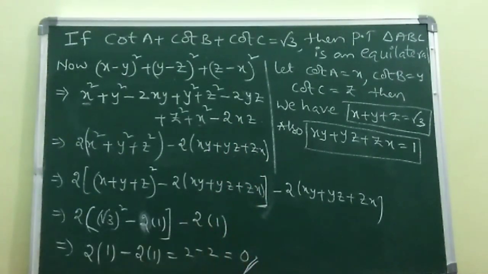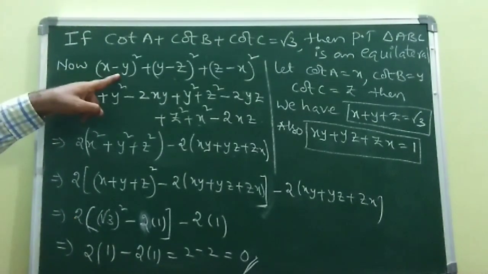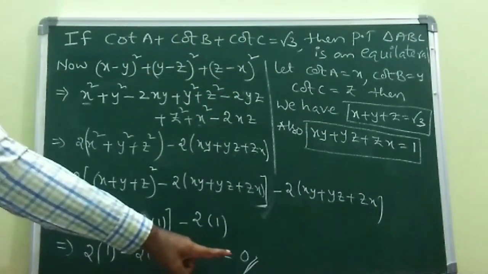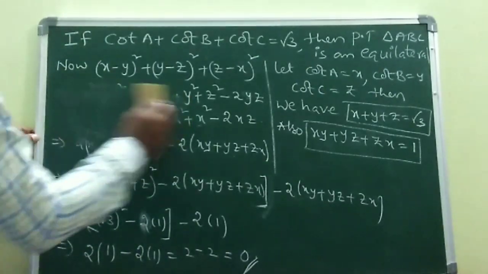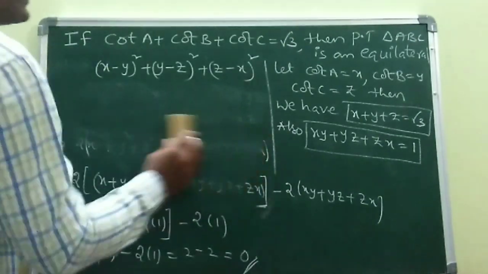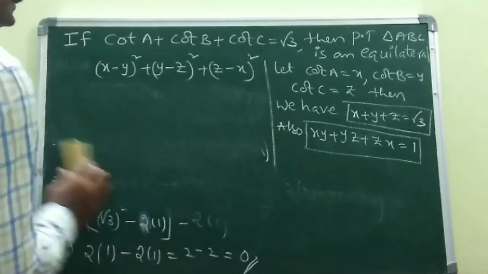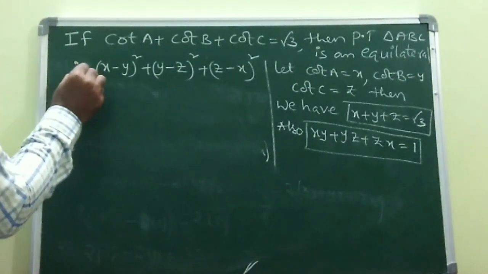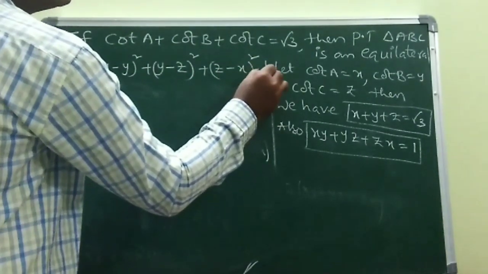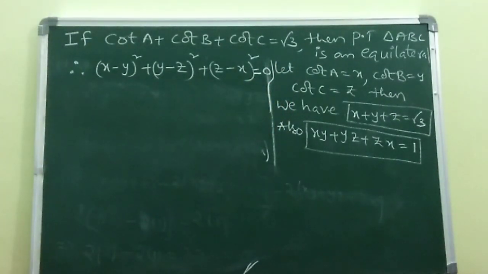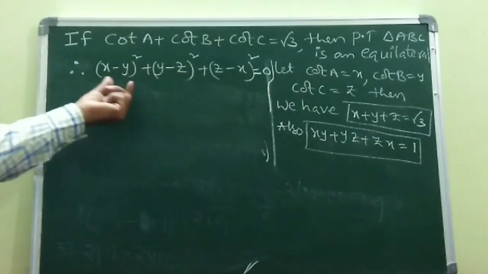What we got? We got it as 0. x minus y whole square plus y minus z whole square plus z minus x whole square, we got it as 0. Isn't it? So I can write that therefore this value is equal to 0. But you know my dear, clearly these are strictly positive numbers.